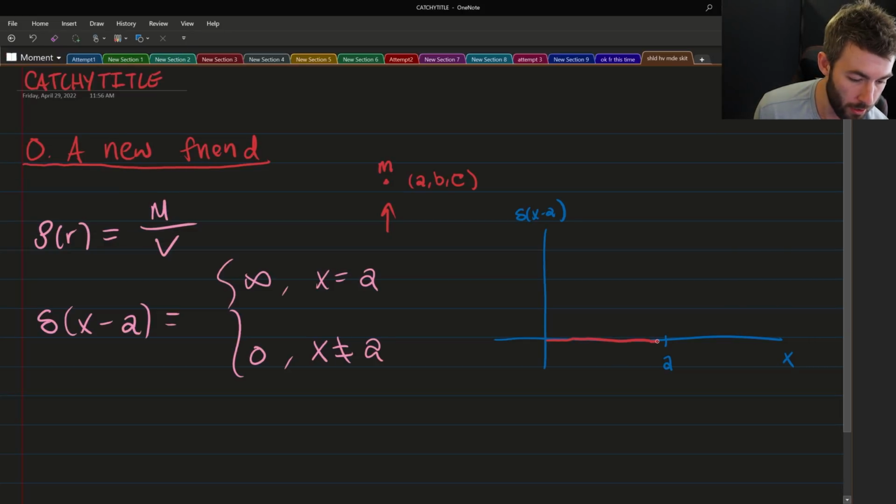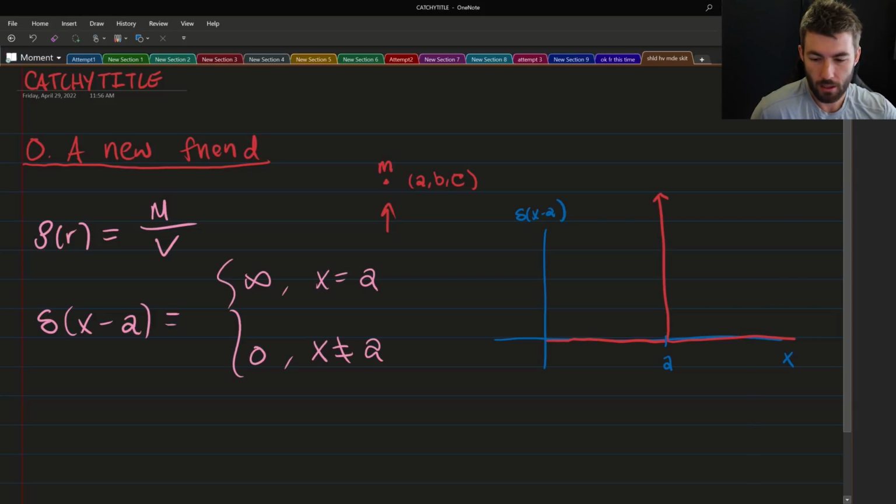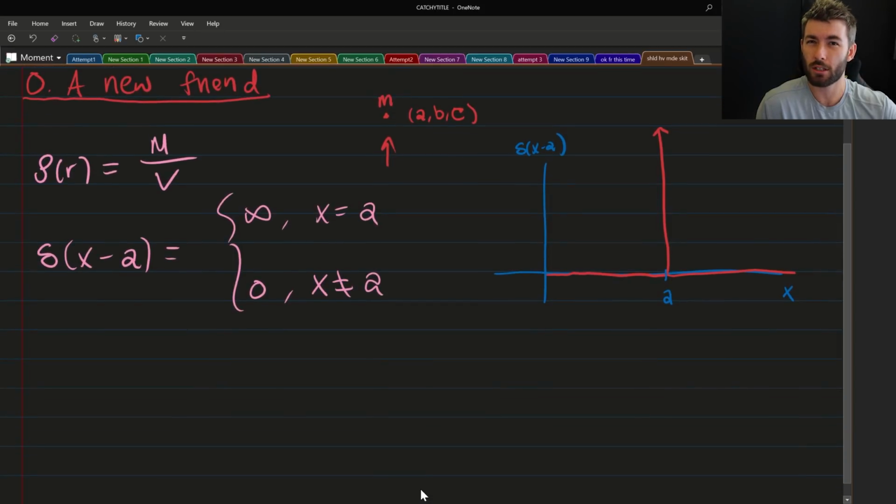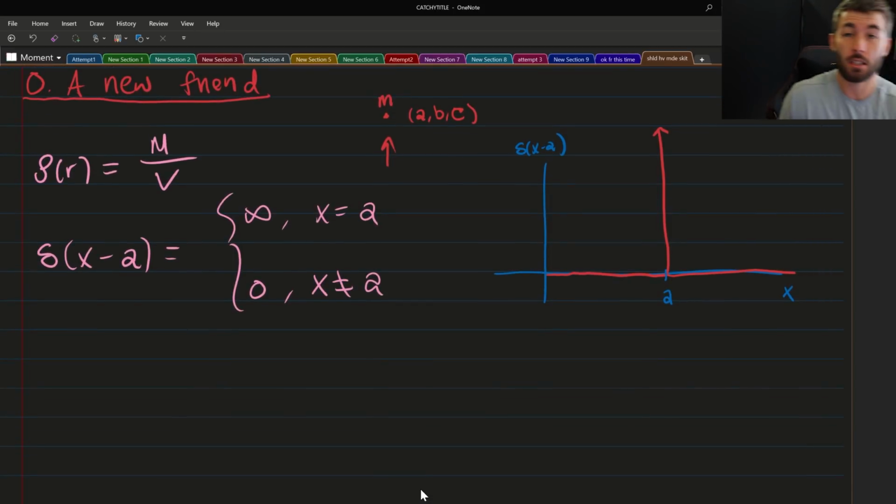It's 0 everywhere, infinite at the point, 0 everywhere else. Now what else do we know about densities? Well, when you integrate the density, you should get the physical thing, right? If you integrate a mass density over space, you should get the total mass at the end. If you integrate a charge density over space, you should get the total charge.